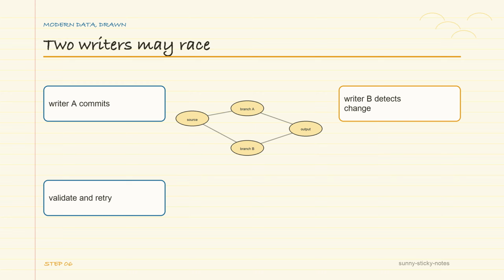Here is the simple picture to keep in mind. Read the drawing from one idea to the next. Writer A commits, then writer B detects change, then validate and retry.